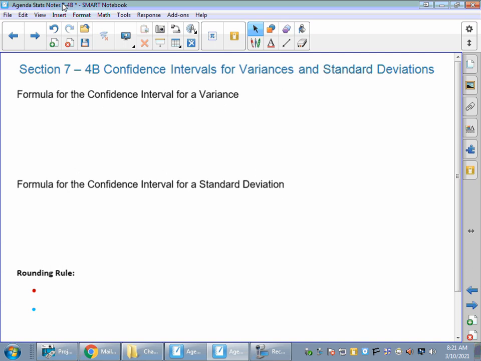So in 7.4a, we found our critical values, our chi-square values, because remember, variances and standard deviations have a positively skewed graph. We can't use our z values or our t values. So here's our formula. It looks a bit intimidating, but don't worry. Remember, we can break this down.